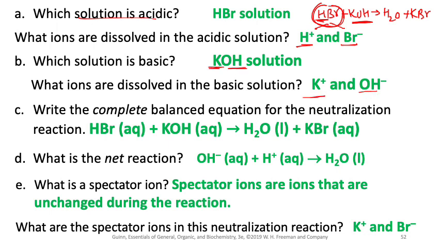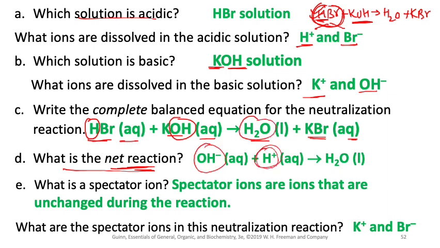Write the complete balanced equation. For balancing, you have HBr aqueous, KOH aqueous, water as a liquid, and KBr aqueous. We already did it at the top over here. What is the net reaction? The net reaction is the reaction that is actually happening in this neutralization reaction. So what's the actual reaction happening? The H plus from the acid reacts with the OH negative ion from the base, making water. So this is the reaction that is actually happening, which is the net reaction.